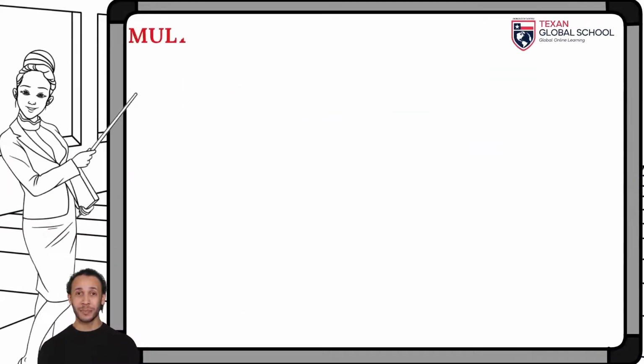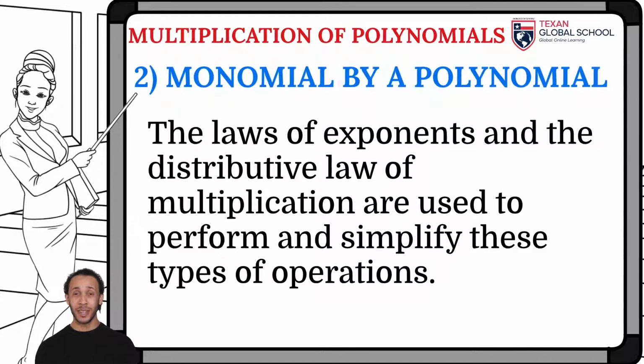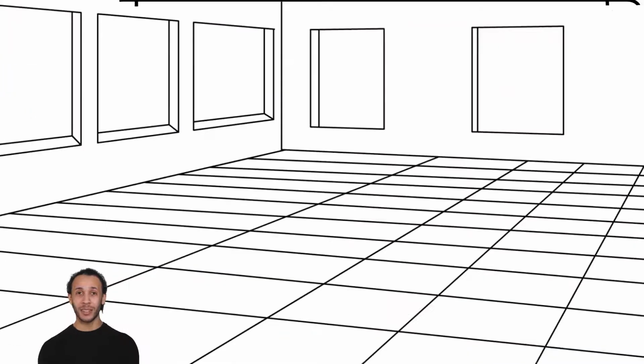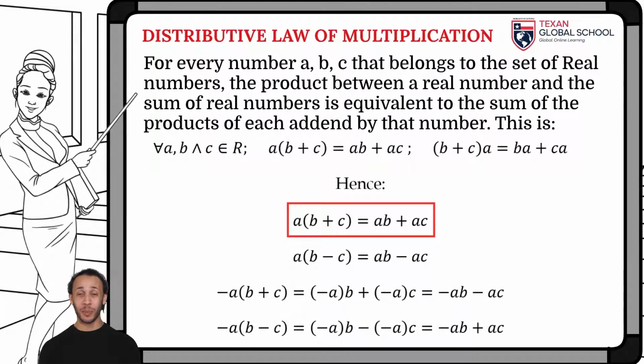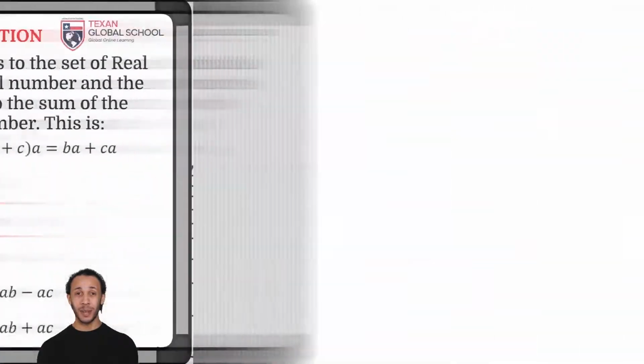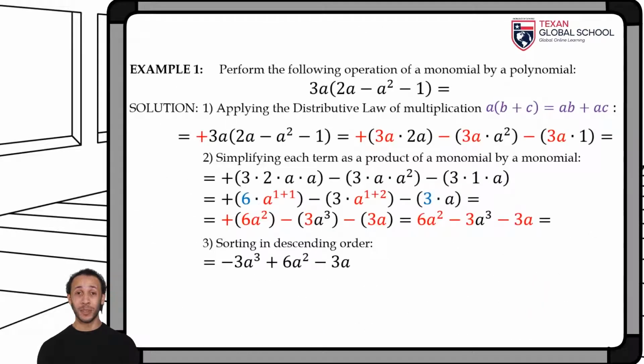the 8th power. We will then go on to the second case of multiplication, monomial by a polynomial. We will also use the laws of exponents and the distributive law to perform these types of operations. Recall that the distributive law indicates that the product between a real number and the sum of real numbers is equivalent to the sum of the products of each addend by that number. Let's look at a first example.